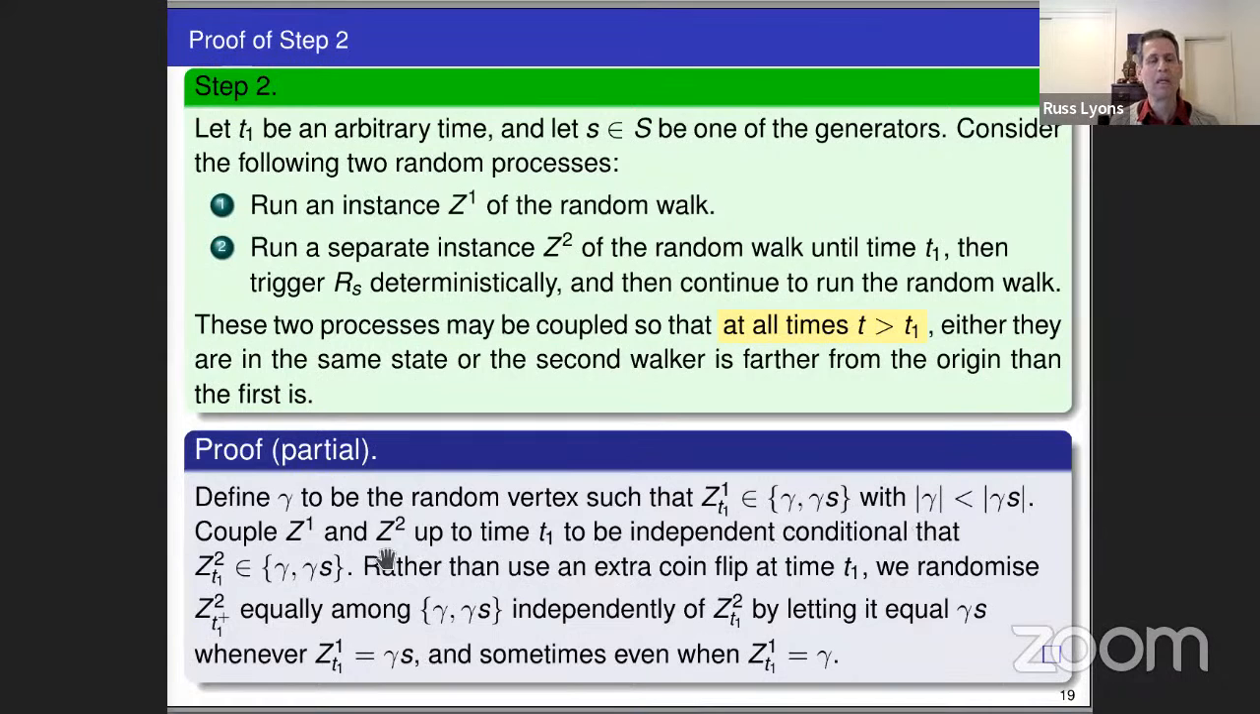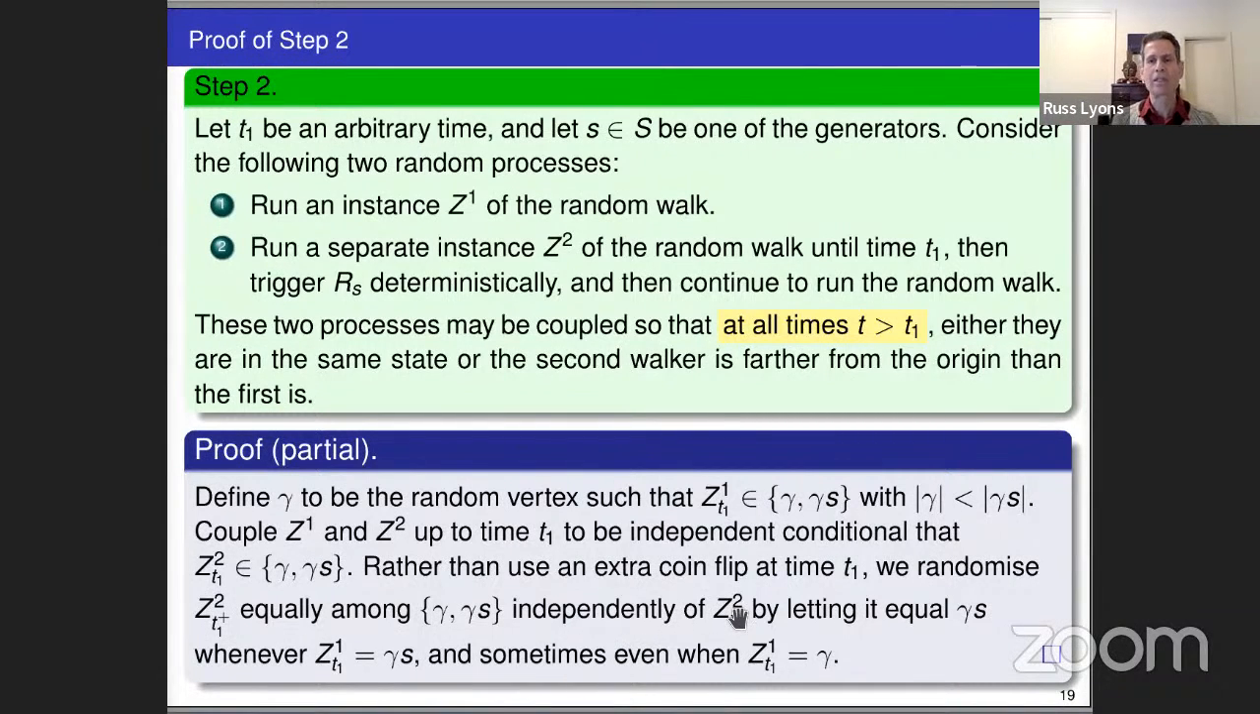So gamma's random. So Z1 and Z2 are going to be coupled. Up to time T1, they're independent, conditioned that Z2 is also in the set gamma, gamma S. Well, they have the same distribution up to then, so there's no problem doing that. Okay. Now, at time T1, we need to flip a coin. It was a fair coin. It was going to decide which of these two things it's going to be in Z2. Instead of flipping the fair coin and deciding move or stay, we're just going to say, well, we could randomize equally among these two because it has a chance half-half.